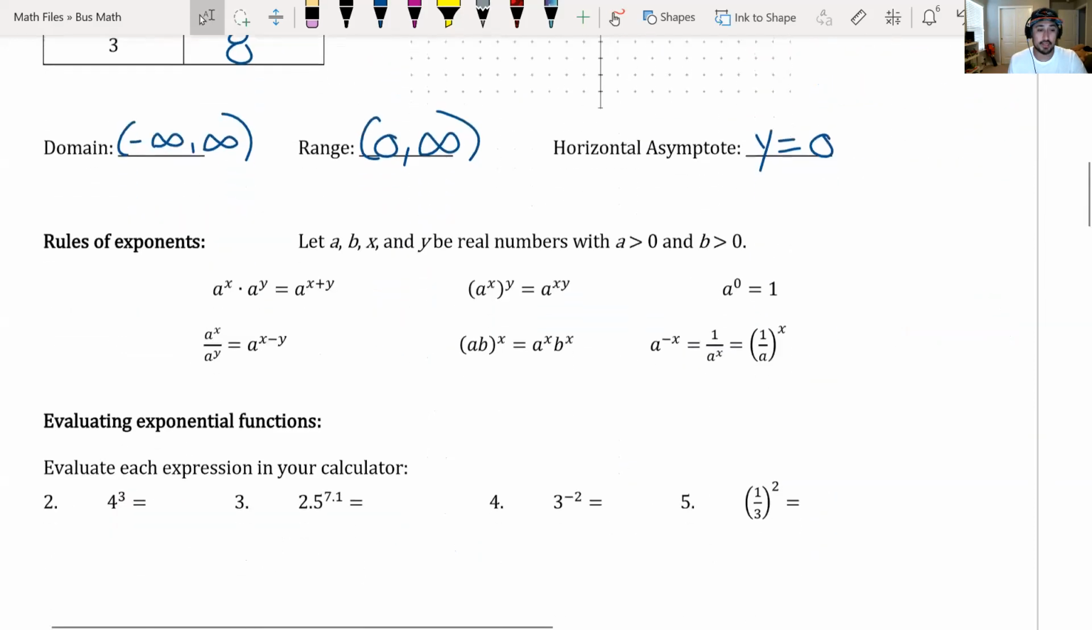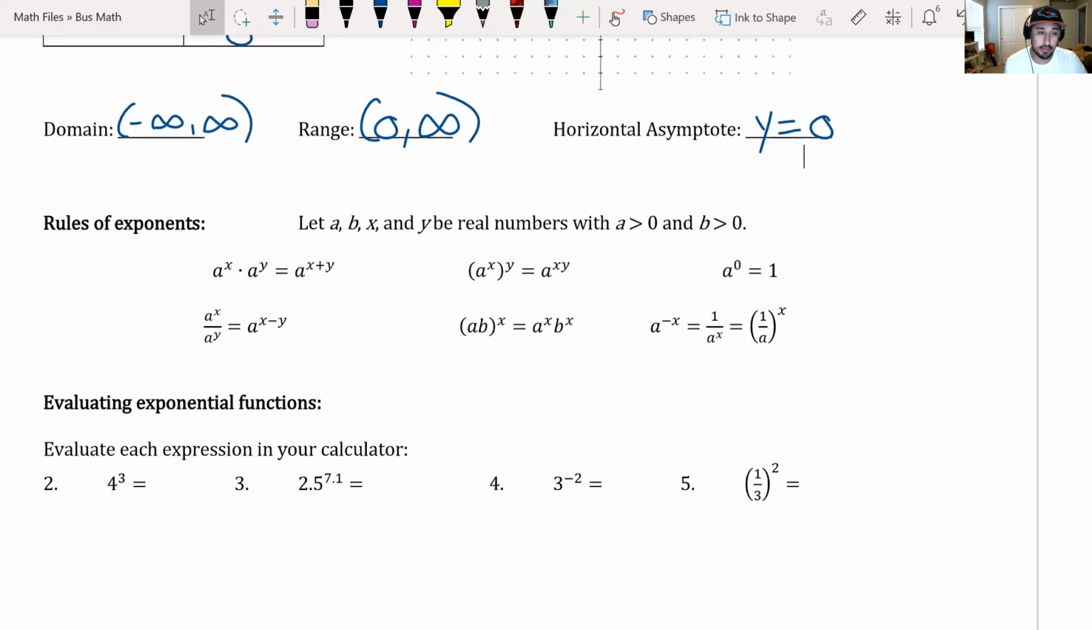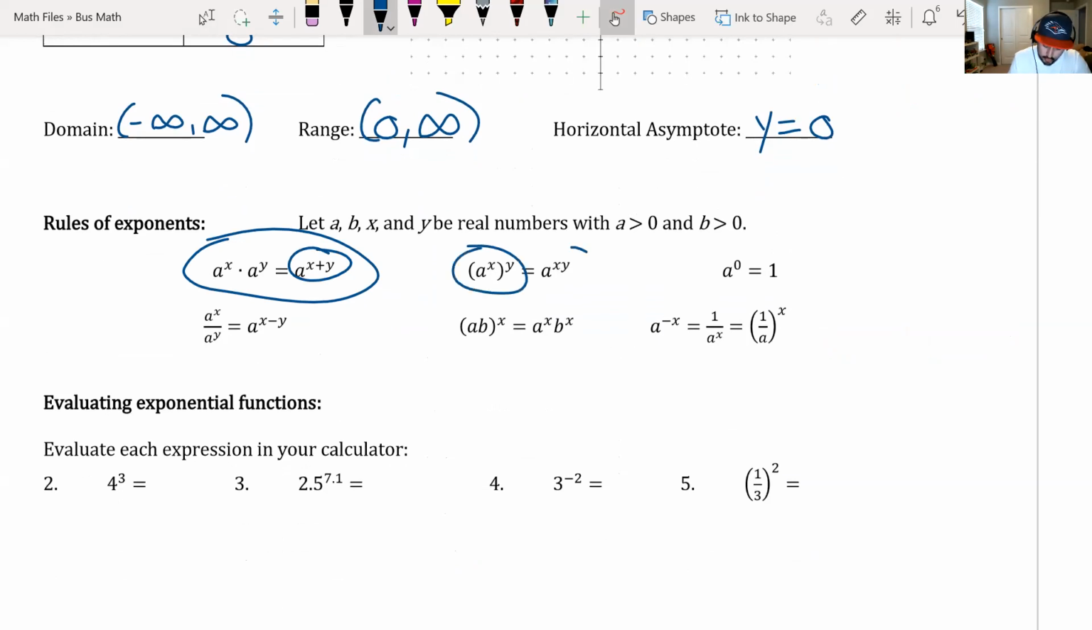Rules of exponents, you guys remember these? We learned them last time. So a to the x times a to the y, that is the same base, you add your exponents. A to the x raised to the y. An exponent raised to an exponent means you multiply your exponents.